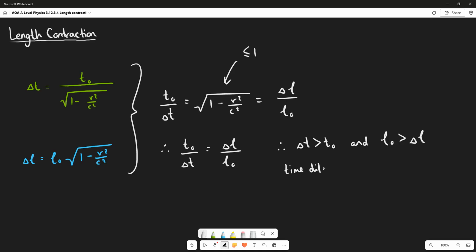Time dilates with movement, and length contracts.